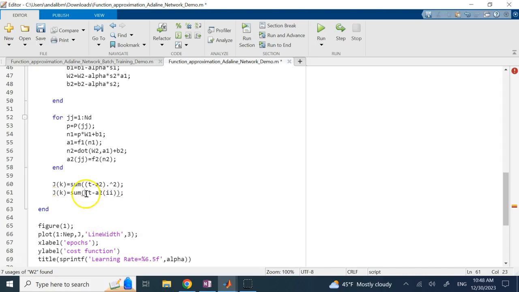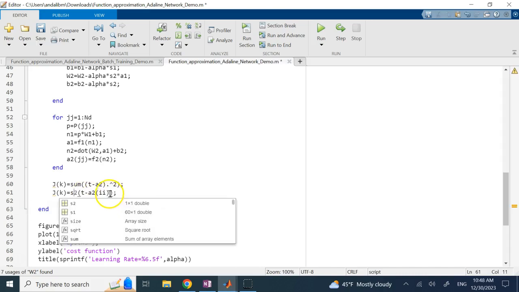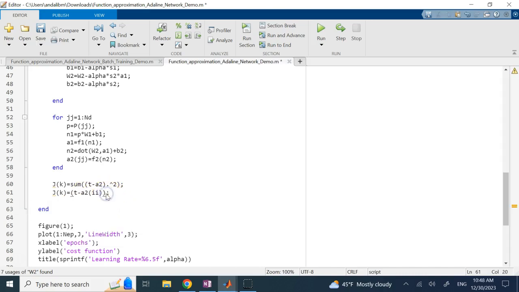It was something like this. There was no summation, and it was something like this, which is wrong. Okay, so because it is for all of the inputs, not just one of them. Okay, it was T_i minus A2, something like that. Okay, this is wrong. This is only for one data point, not for all of them.